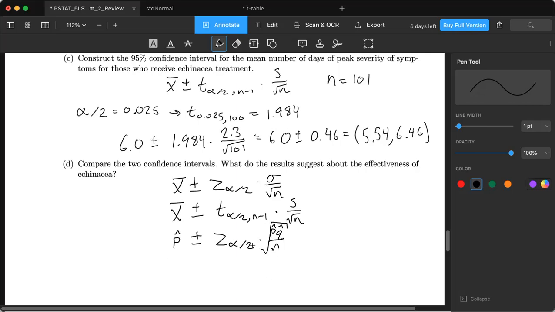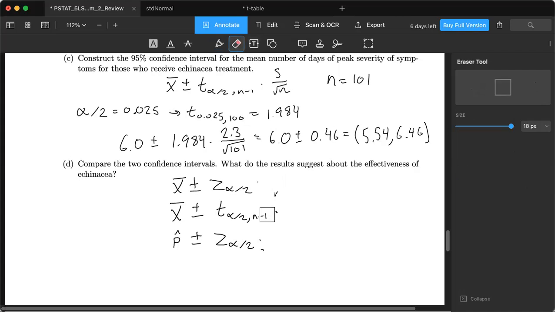And this last bit, why we use Z instead of T, it relates to this whole binomial approximation. A proportion is related to a binomial distribution, and binomial distributions are well approximated by normal distributions. So that's why we use Z. Okay, I'm going to erase these and we'll do the last part.